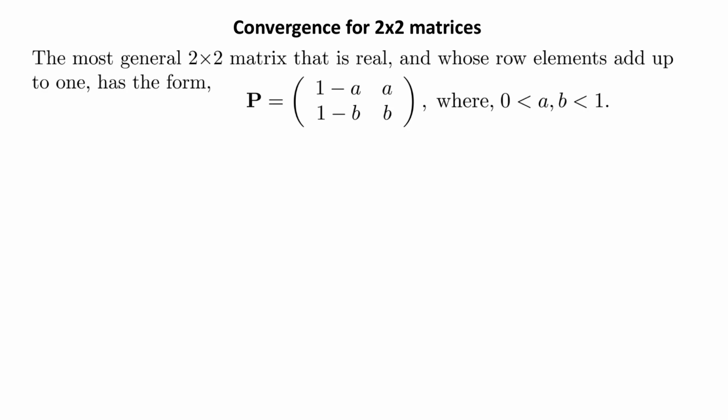Let me prove convergence for the specific case of 2 by 2 matrices. In that case, the most general 2 by 2 matrix that is real and whose row elements add up to 1 has the form before you. So P will be 1 minus A and A. Obviously, this plus that has to equal 1. Similarly, in this row, we can write 1 minus B and B. And here the only restriction is that A and B be positive numbers and that they be less than 1.